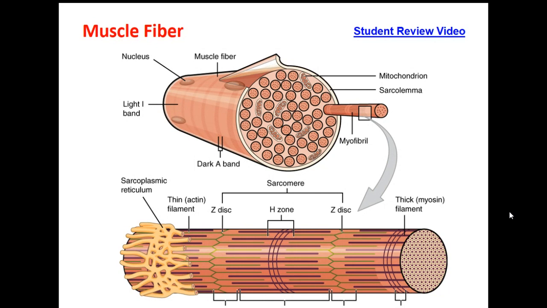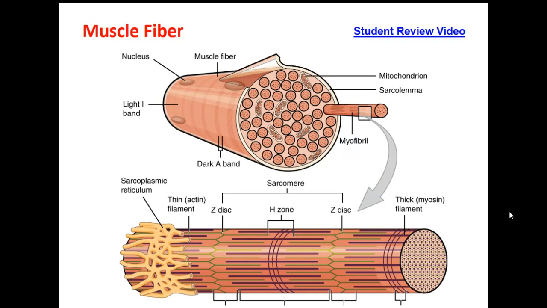A myofibril is made up of a bunch of sections called sarcomeres. So here's one sarcomere from here to here. And then there will be another sarcomere here, another one here, another one here. So there are many sarcomeres along the myofibril that runs the length of that muscle cell. Each sarcomere, this is what gets shorter, the sarcomere. So this is called a Z disc, like the letter Z. That's just where one sarcomere is connected to the next one, the Z disc.